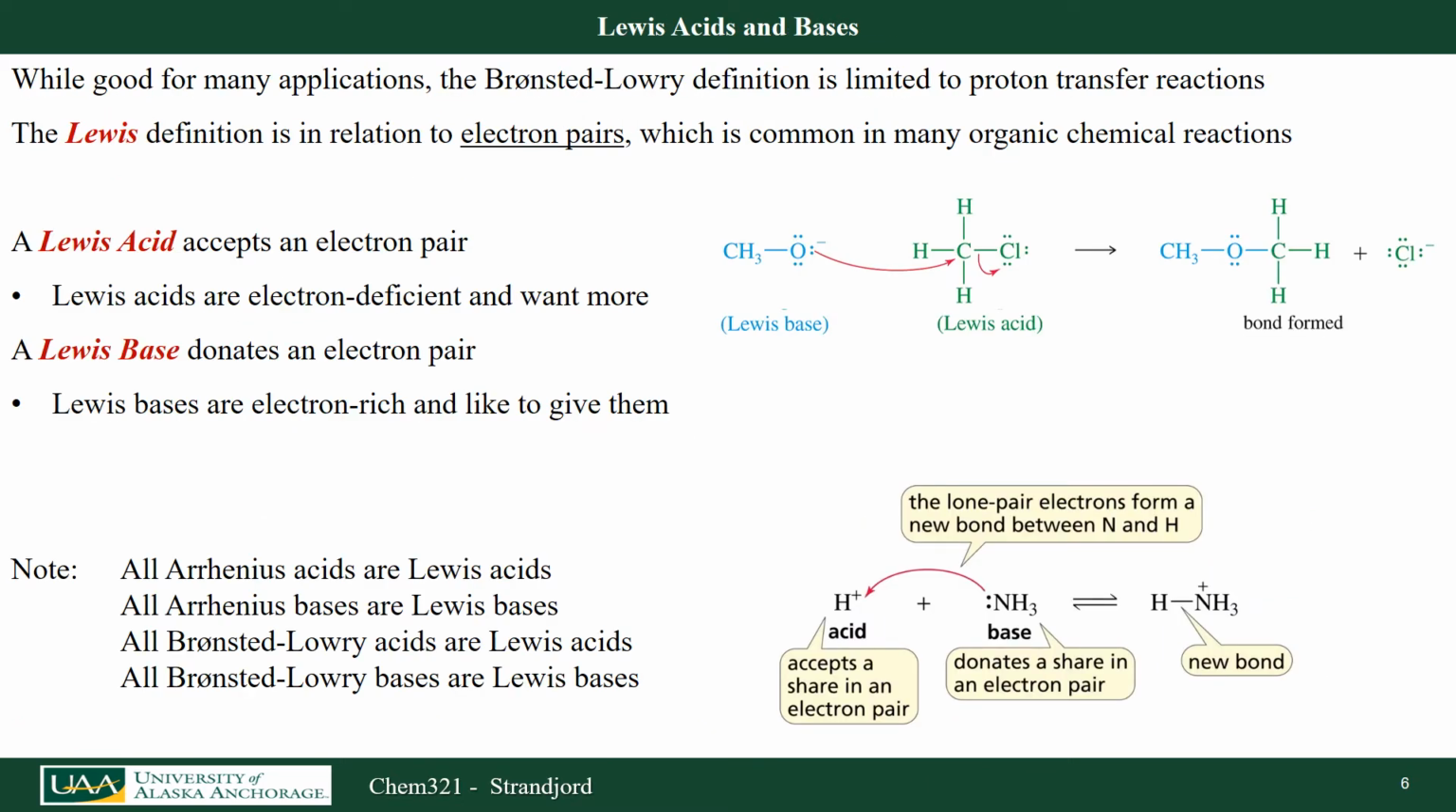While good for many applications, the Bronsted-Lowry definition of acids and bases is limited to proton transfer reactions. The Lewis definition expands on that, and it talks mostly about electron pairs and their movement. Electrons and their movement is very common in organic chemical reactions. After all, we're either making bonds or breaking bonds, and those are electron movements.